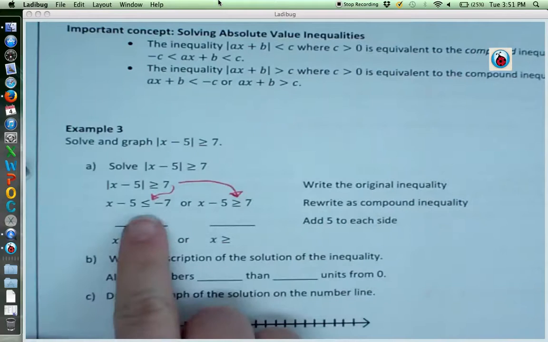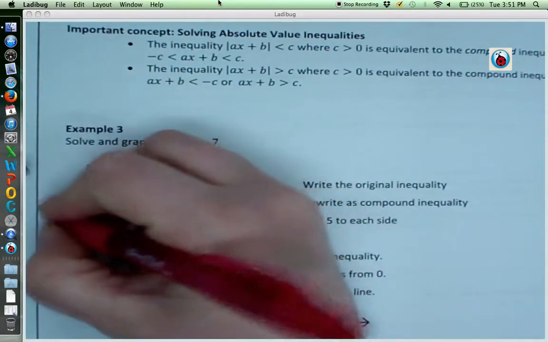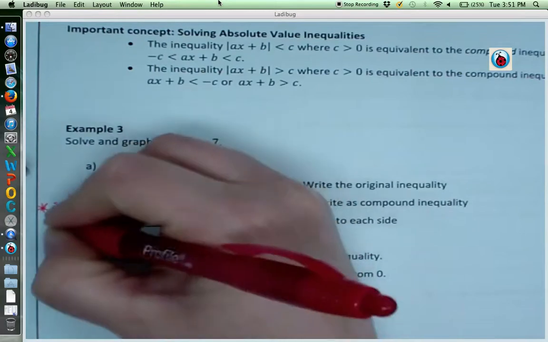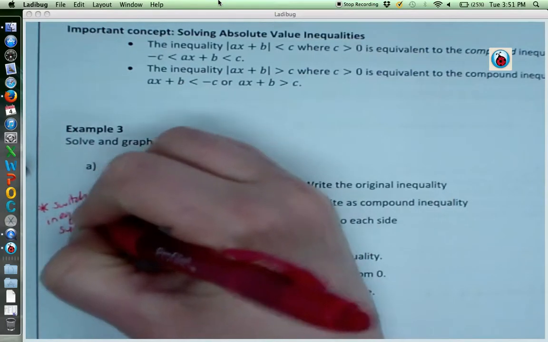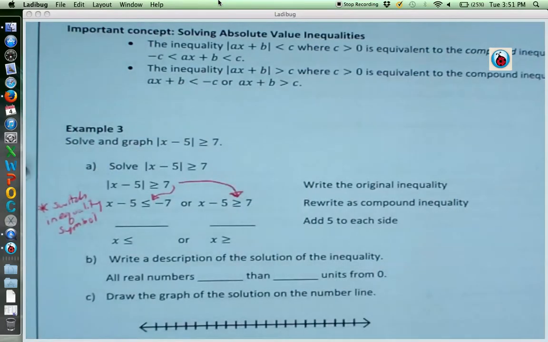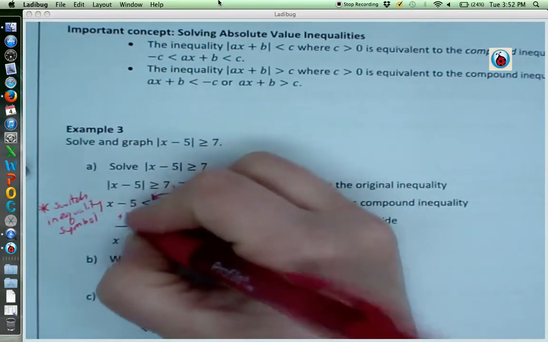Notice that two things switch here. The sign switches on the 7, and also the inequality symbol switches around. So this one, I'm going to have to switch the inequality symbol. So unlike the equations where all we had to do was switch the number on the right-hand side, we had to consider the positive and negative options. This time we actually have to switch around the inequality sign as well. All right, I'm going to solve each of these by adding 5 to each side of the inequality symbol.